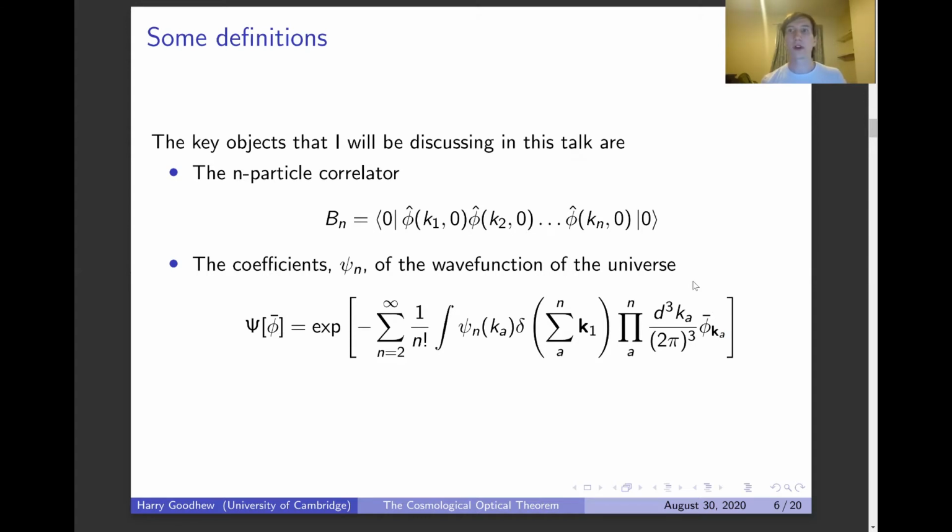Just before I get into talking about some of these objects, I would quickly like to define what I mean when I say the n-particle correlator, and perhaps more saliently, the coefficients of the wave function of the universe. The n-particle correlator is just the vacuum correlation function for n scalar fields that have been inserted in between vacuum states, and the coefficients of the wave function of the universe are the Fourier coefficients that appear when we expand the wave function of the universe in terms of these boundary fields phi bar, which are defined at the future boundary of de Sitter.